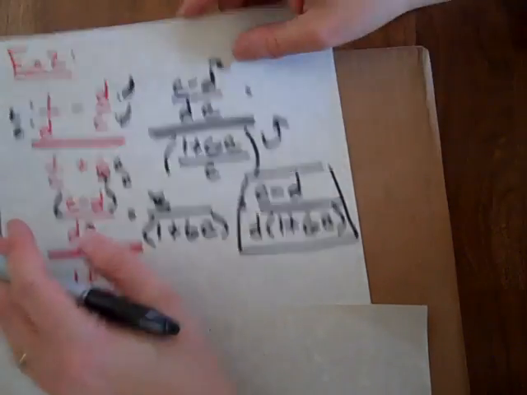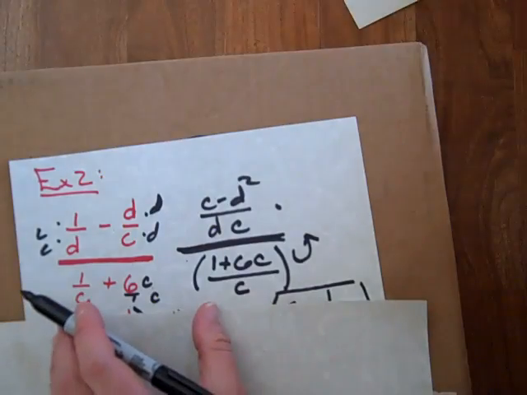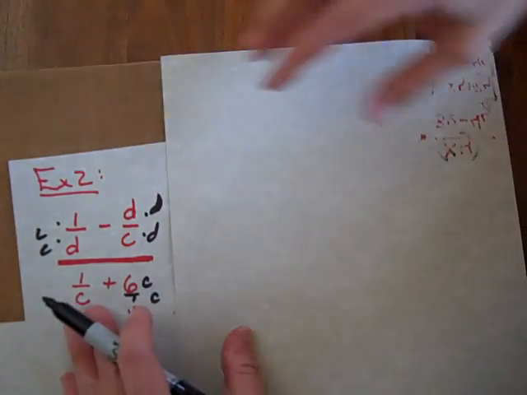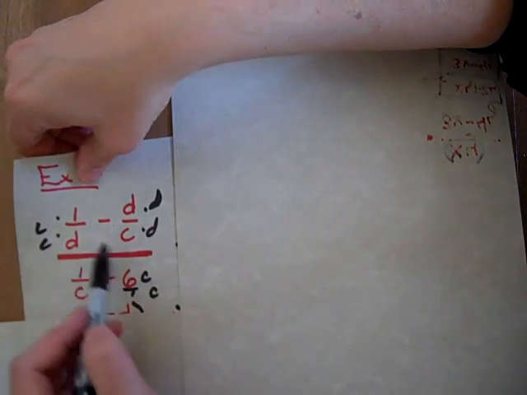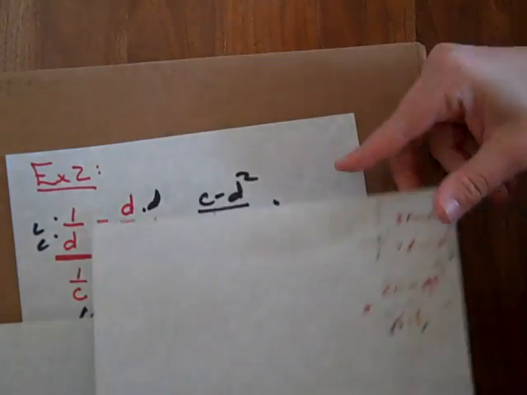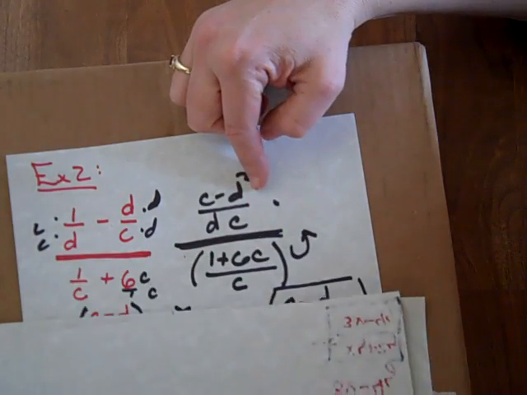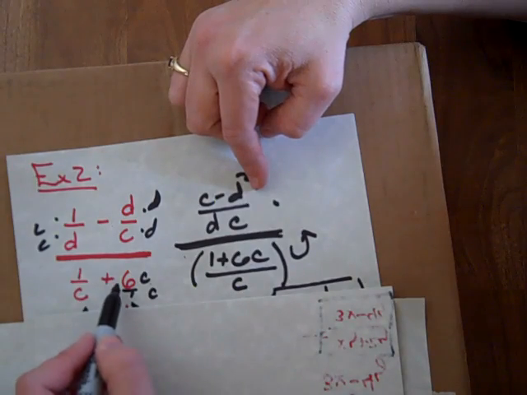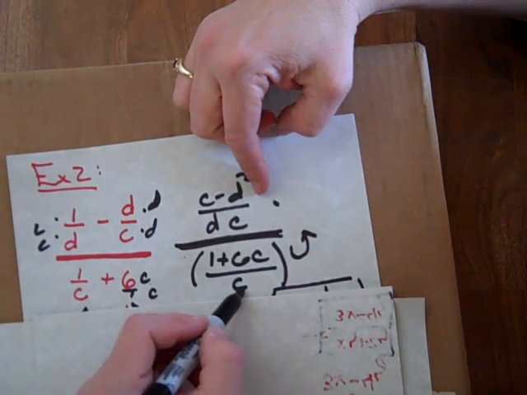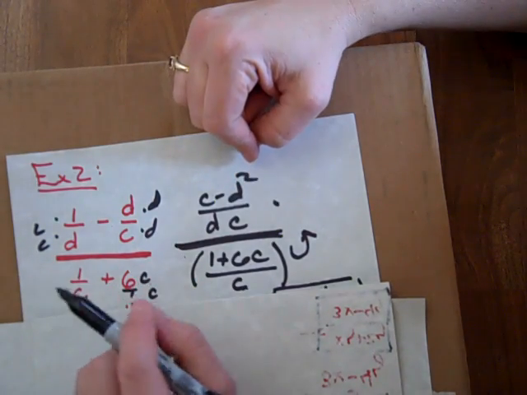Remember, the goal of these problems is that if you have multiple fractions in the numerator, they've got to be tied together with a common denominator, like this. Same in the bottom. I had a 1 over c plus 6. I had to tie it all together with common denominator c before continuing.